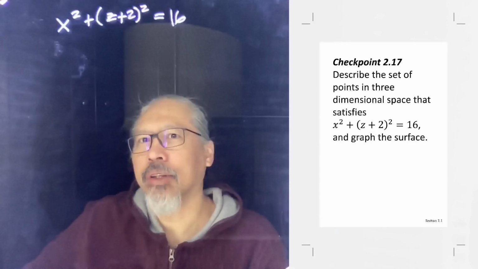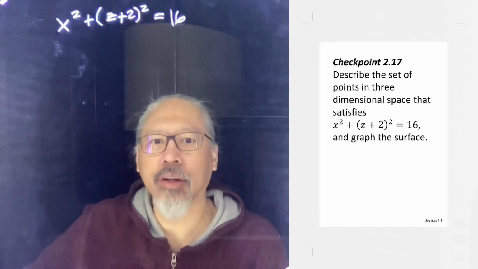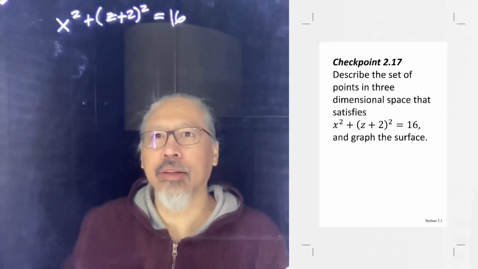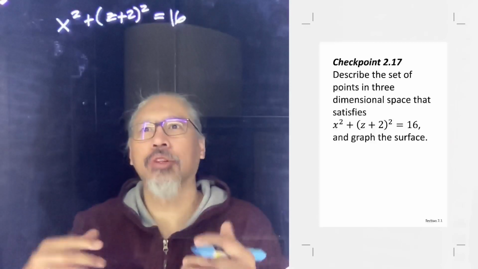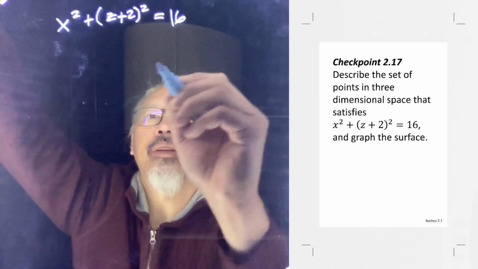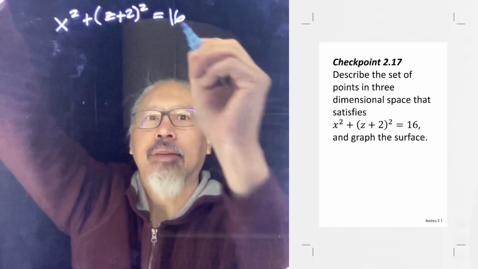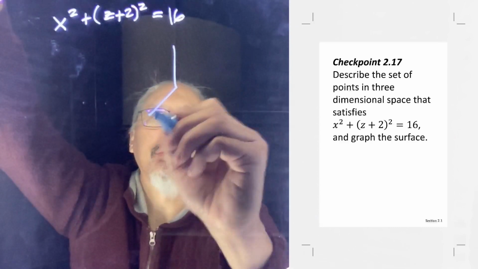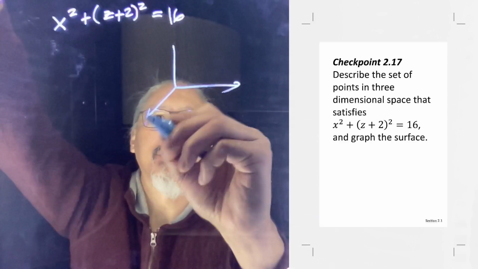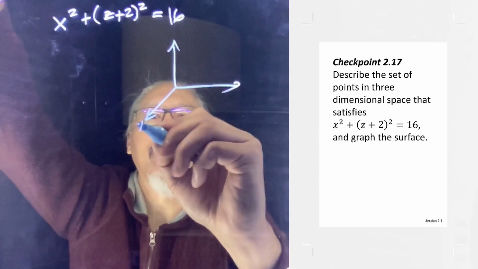If we look at this, we notice that there's no y variable at all. And that means that we're free to let y be whatever it wants. And so we're really restricted to the graph that is happening on the xz plane. Let's draw our 3-dimensional space over here. This is where we're going to attempt to draw this graph.